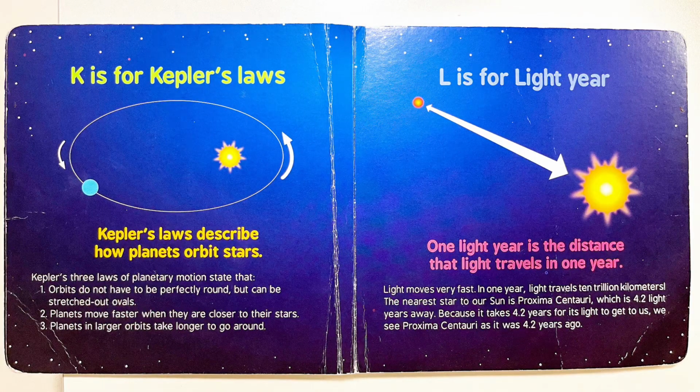K is for Kepler's laws. Kepler's laws describe how planets orbit stars. L is for light year. 1 light year is the distance that light travels in 1 year.